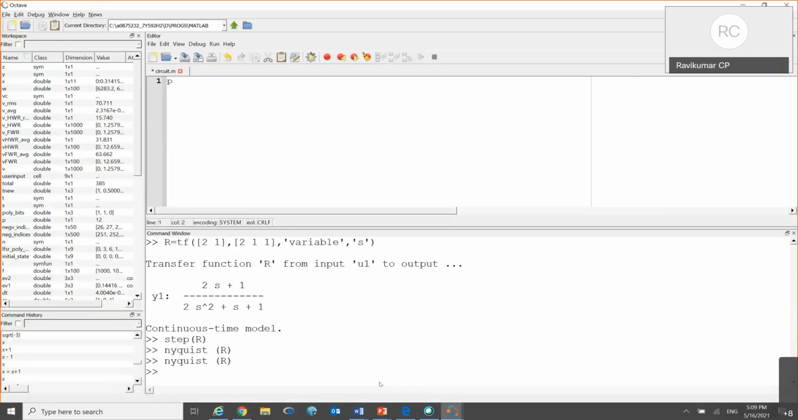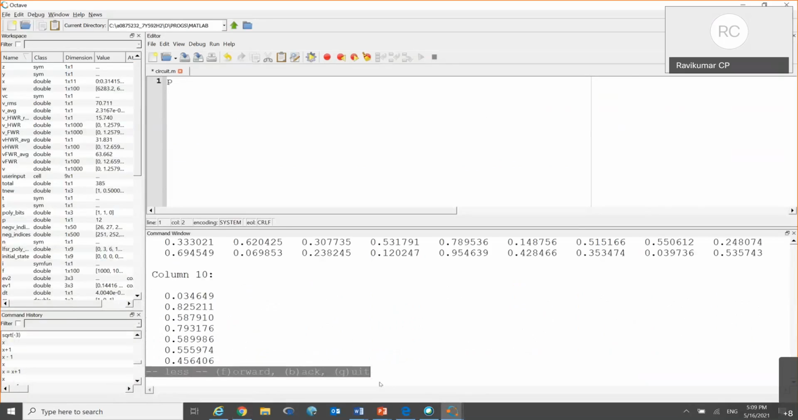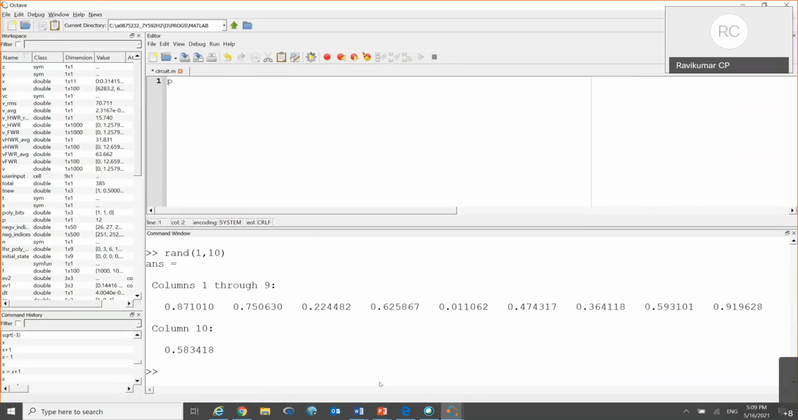Maybe I have not told you about random numbers. There is a function called rand. This gives you a 10 by 10 matrix of random numbers, all in the range 0 to 1. So if I say 1 by 10, I get 10 random numbers. These are uniformly generated random numbers, uniform in the range 0 to 1.